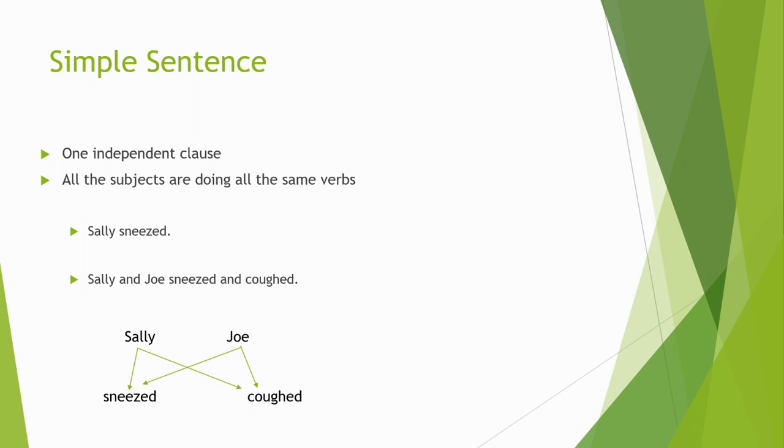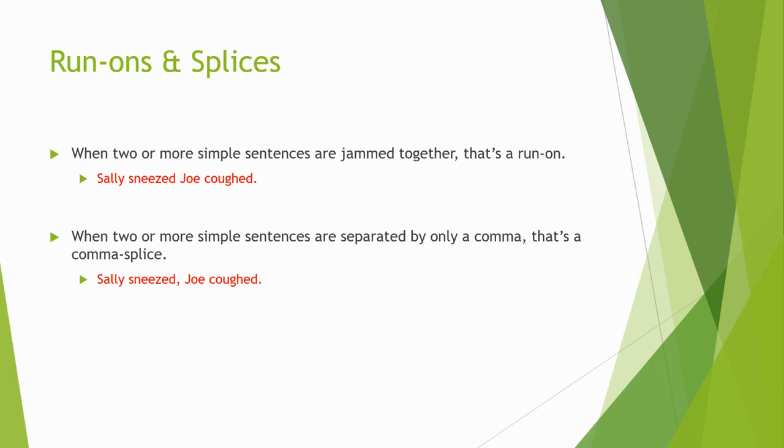The next big thing that we talked about, run-ons and splices. Again, there's three major mistakes that people make in their writing: run-ons, comma splices, and fragments. So run-ons and splices, these are two of the big ones. When two or more simple sentences are jammed together, and there's no punctuation or conjunctions being used, they're just slammed next to each other, no separation, that's a run-on. Sally sneezed Joe coughed, no separation, that's a run-on.